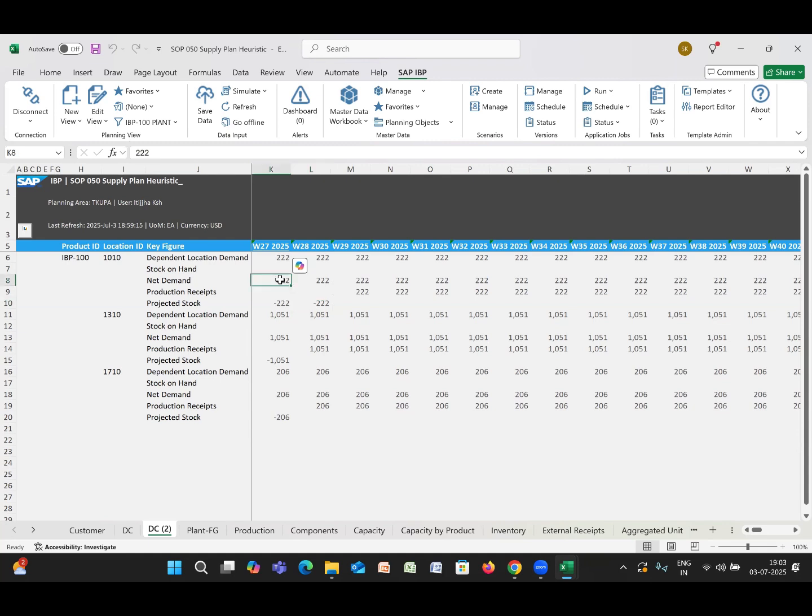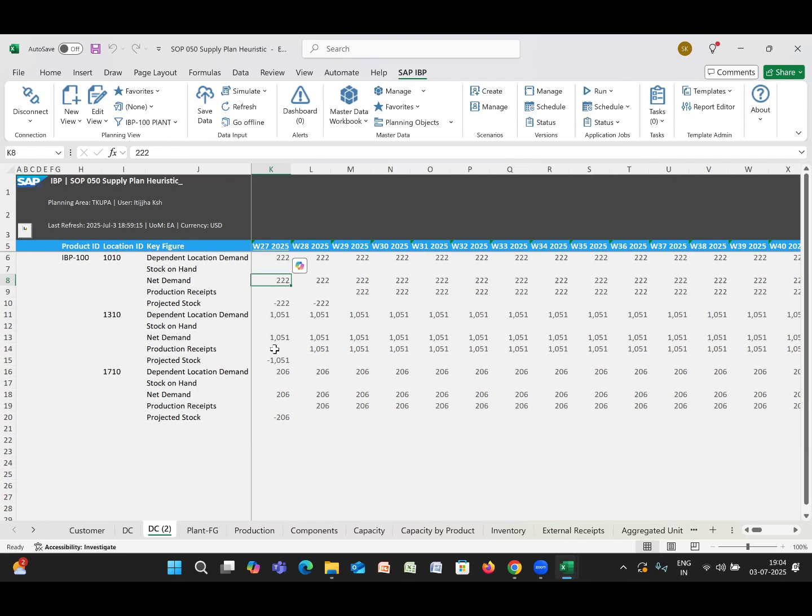See, what is the meaning of this 222 not being fulfilled in the first week? So this means that this production plant needs to send 222 quantity in the first week to the corresponding DC. That is the meaning of this 222. This is the dependent location demand. Now, when this 222 is sent in the current week, it will take 1 week to reach there. So even at the DC, I have to see what is the transportation lead time between the plant and the DC. So imagine it is 1 week, then it will take 1 week to reach the DC, and there is no lead time between DC and customer.